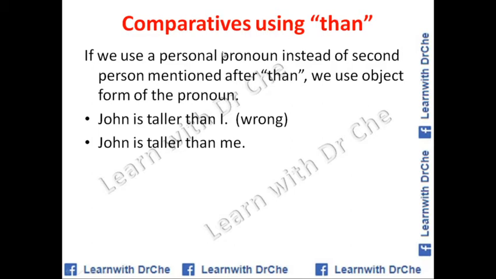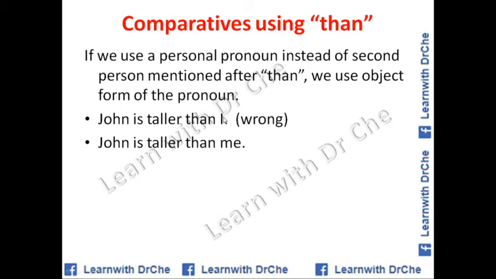Comparatives using "than". If we use a personal pronoun instead of the second person mentioned after "than", we use the object form of the pronoun. That is not easy to understand, so let us look at the example. John is taller than I. Now, when we use a personal pronoun instead of the second person mentioned, this is the second person. John is taller than Smith.